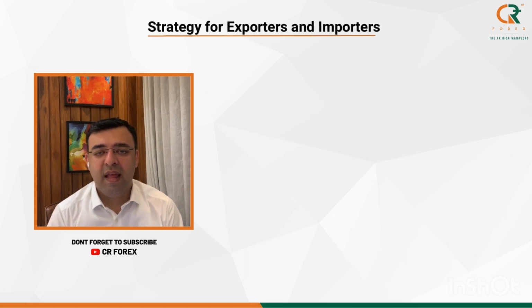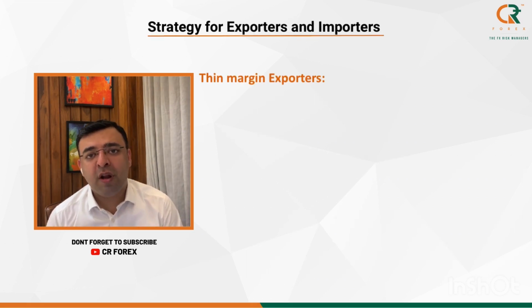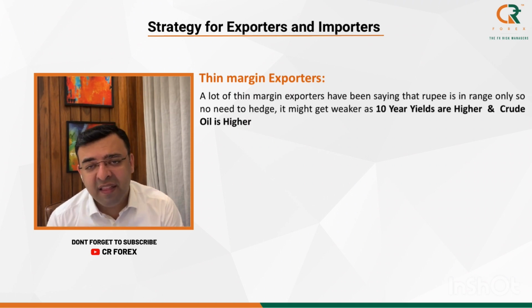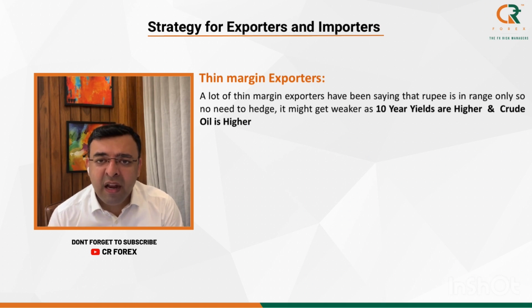Now let us discuss strategy for thin margin exporters like agri exporter or chemical exporters. Lot of thin margin exporters have been saying us that rupee is trading in a consolidating range between 83.10 to 83.30 and there are higher probability it can move towards 83.5 to 84 kind of a level. So there is no point to cover exports on a back-to-back basis.